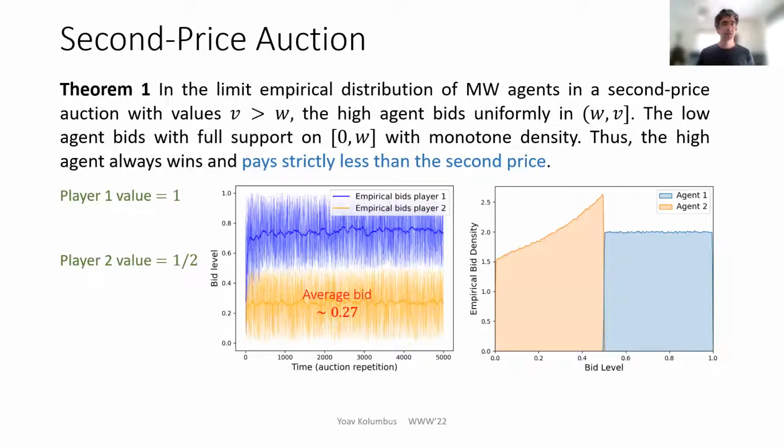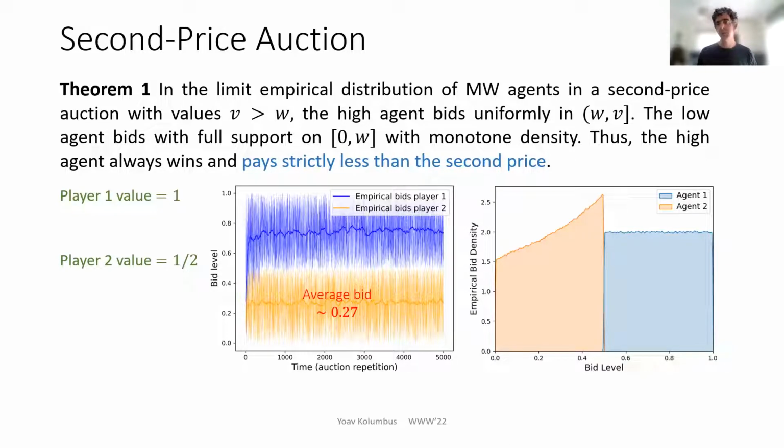And this is indeed what we see in simulations. Here we have a simulation of two players with the values of 1 and 1/2. And we see the bids over time, and the solid lines show running window averages of the bids over 100 auctions. And we see that indeed the high agent always wins, except for a small number of auctions in the beginning. And the bids of the low agent are much lower on average than the second price. So the average bid here is 0.27, which is significantly less than the second price. And this average bid is the price that the high agent is going to pay.